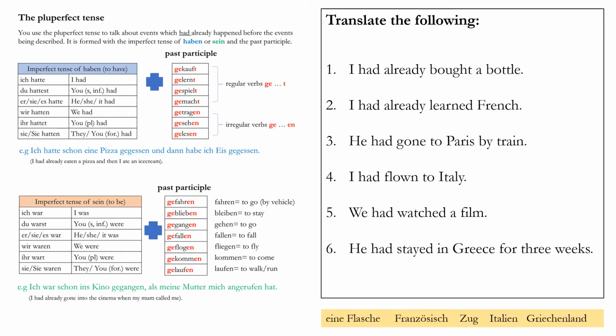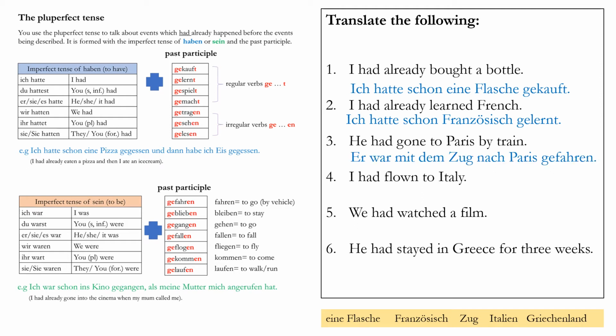We're now going to go through the answers. So number 1, I had already bought a bottle. Ich hatte schon eine Flasche gekauft. Number 2, I had already learned French. Ich hatte schon Französisch gelernt. Number 3, he had gone to Paris by train. War mit dem Zug nach Paris gefahren, using war as it's a verb of movement.